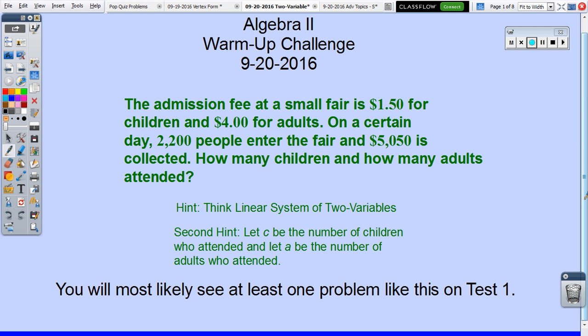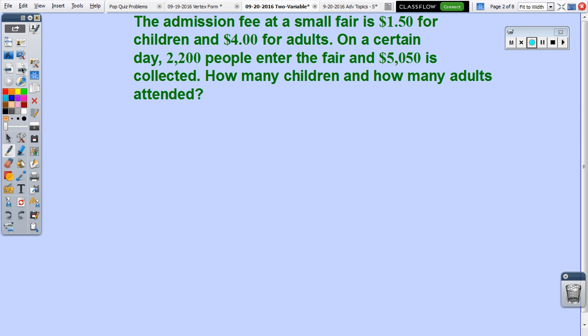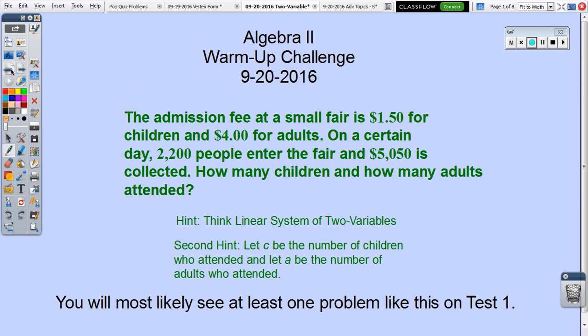It wouldn't really do us any good to just write something like this, so I'm showing you what really would help. If C were the selling price of a child's ticket, well, you found C, right? Who cares? That is why we let C be what we don't know. We don't know the number of children who attend, and that's what we're going to find. We don't know the number of adults who attend, so we let A be that. We let our variables represent what we don't know. I can't emphasize enough how important that is to solve any word problem.